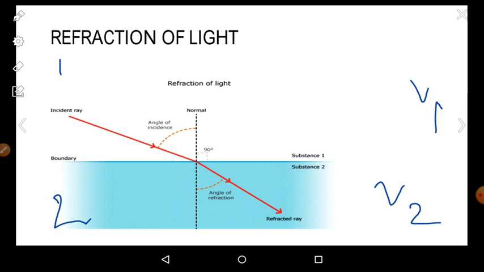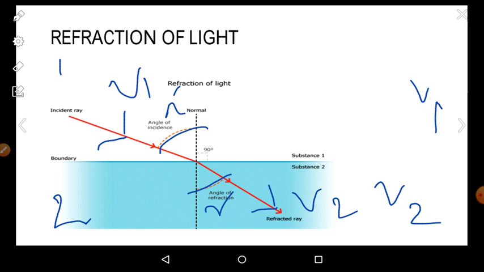So now we are calculating refractive index in terms of the angles by considering the direction of the velocity, these two velocities V1 and V2. If you observe V1, this is the direction of V1, which makes an angle I with the normal or perpendicular line drawn to the surface. And direction of V2 makes an angle R with the perpendicular line. So I and R are the directions of the two lights.